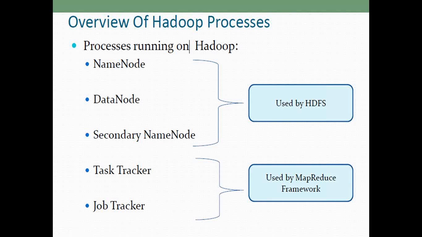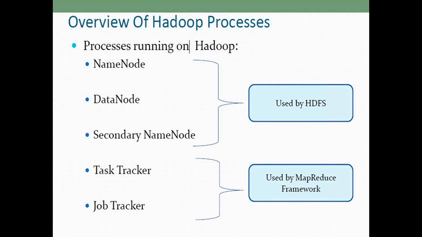But coming to the DataNode, the original data will be stored in the DataNode. Each slave machine will have a DataNode. The data will be split into blocks, and these blocks will be stored in the DataNodes.